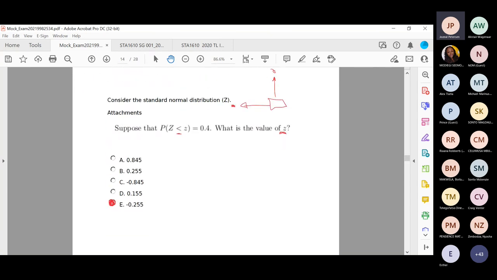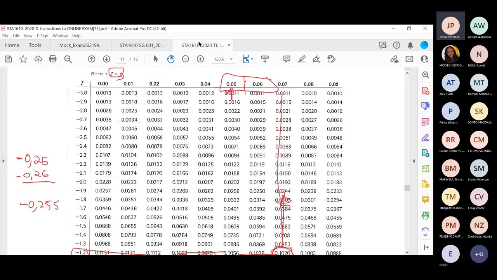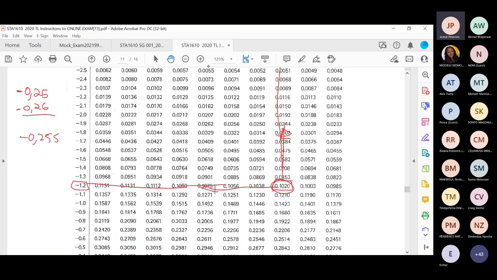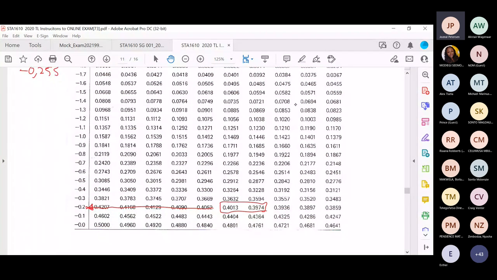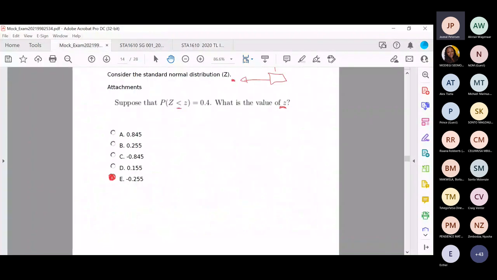There was nothing necessary for you to calculate anything. The only thing you needed to do is recognize that this is the probability, come to the table, look for that probability inside the table, and go out to look for the probability that you are looking for. That's all you need to do.